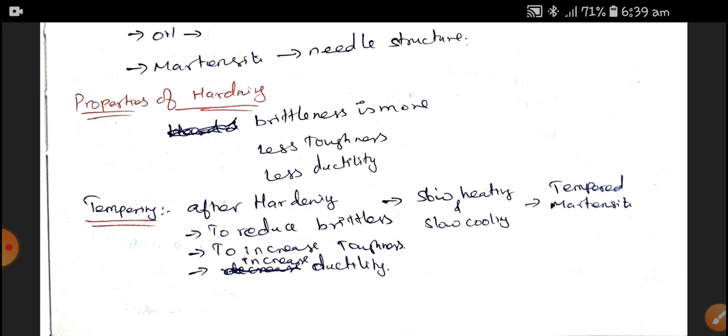We don't need that much hardness, but we need toughness as well as ductility. So after hardening, the tempering process is to be done. This tempering process is a slow heating and slow cooling process.